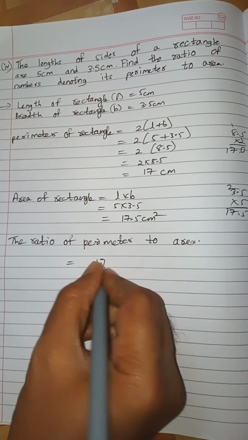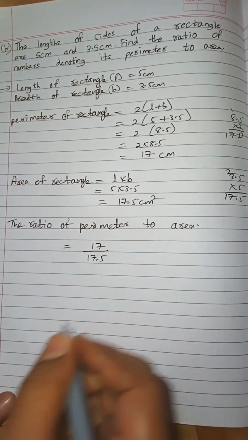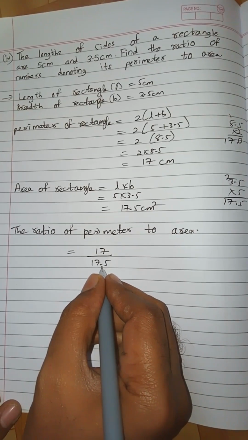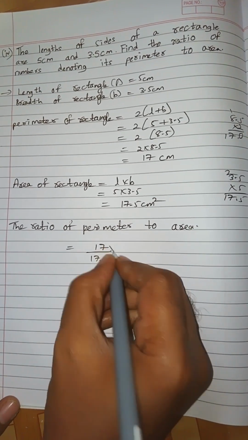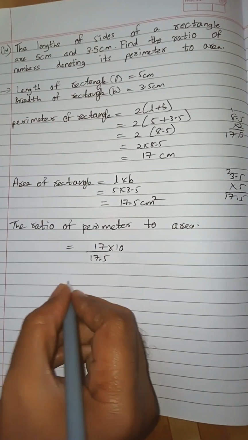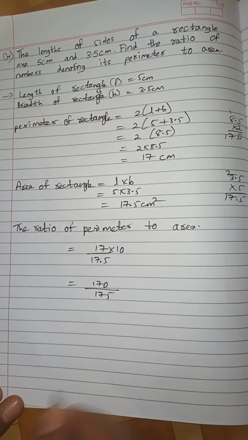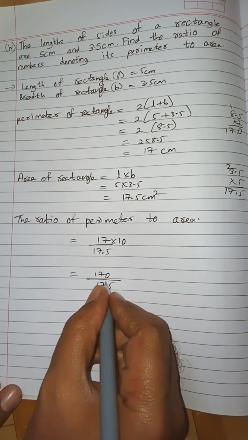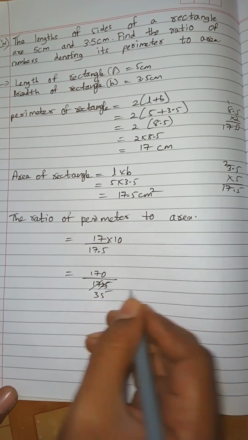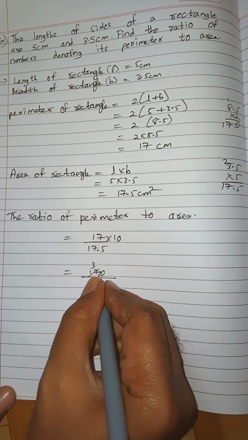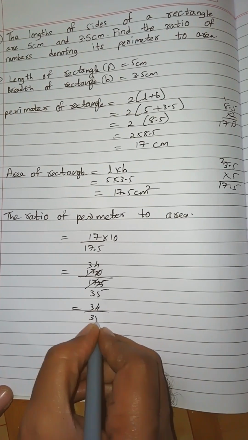So perimeter is 17 upon area 17.5 centimeter square. There is only one number after the decimal point, so we have to remove this decimal. We multiply the numerator by 10. 17 tens are 170 upon 175. 5 threes are 15, 2 carry, 5 fives are 25; 5 sevens are 35. So the answer is 34 upon 35.